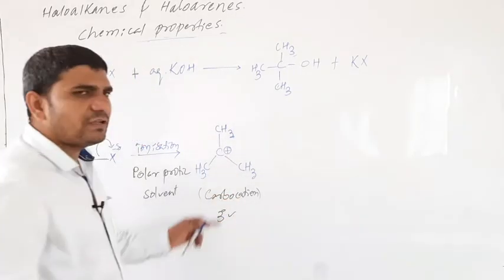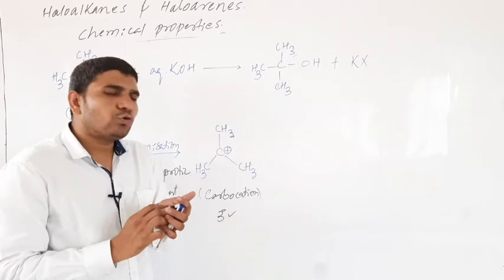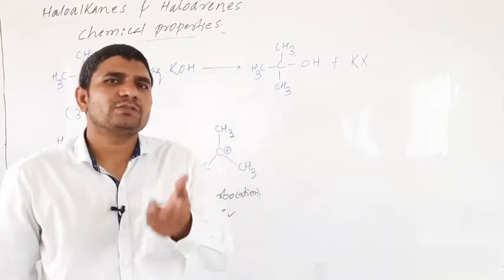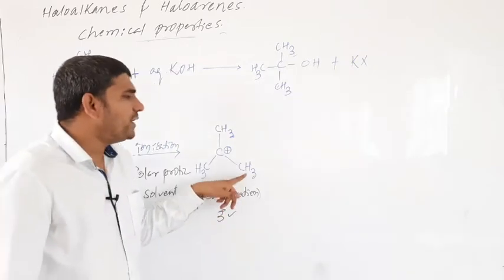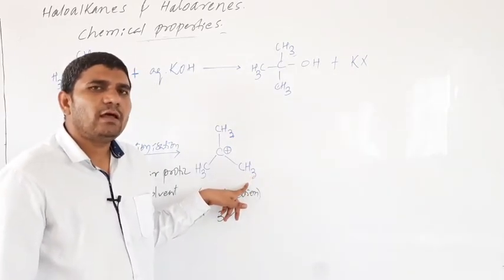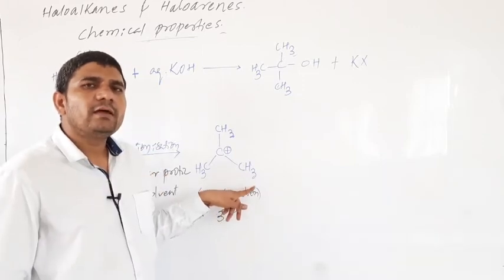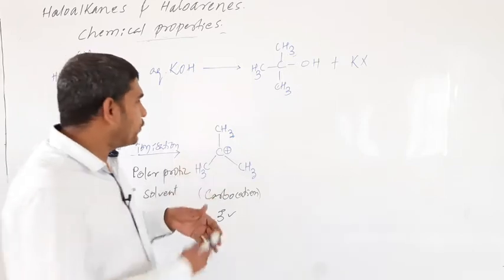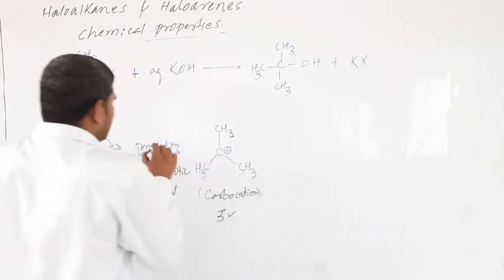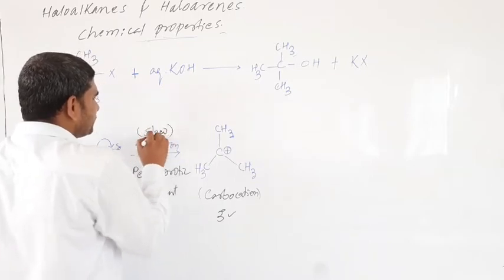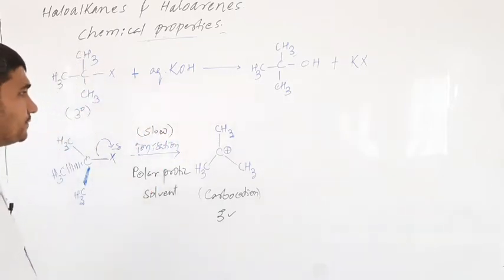In first year you studied how to explain the stability of carbocation. How to explain? By using the hyperconjugation effect. How many hyperconjugation structures, how many resonance structures are available? 9. Nine resonance structures are available in this tertiary carbocation. Over here, this is step 1. This is what? Slow step. This is the slow step.